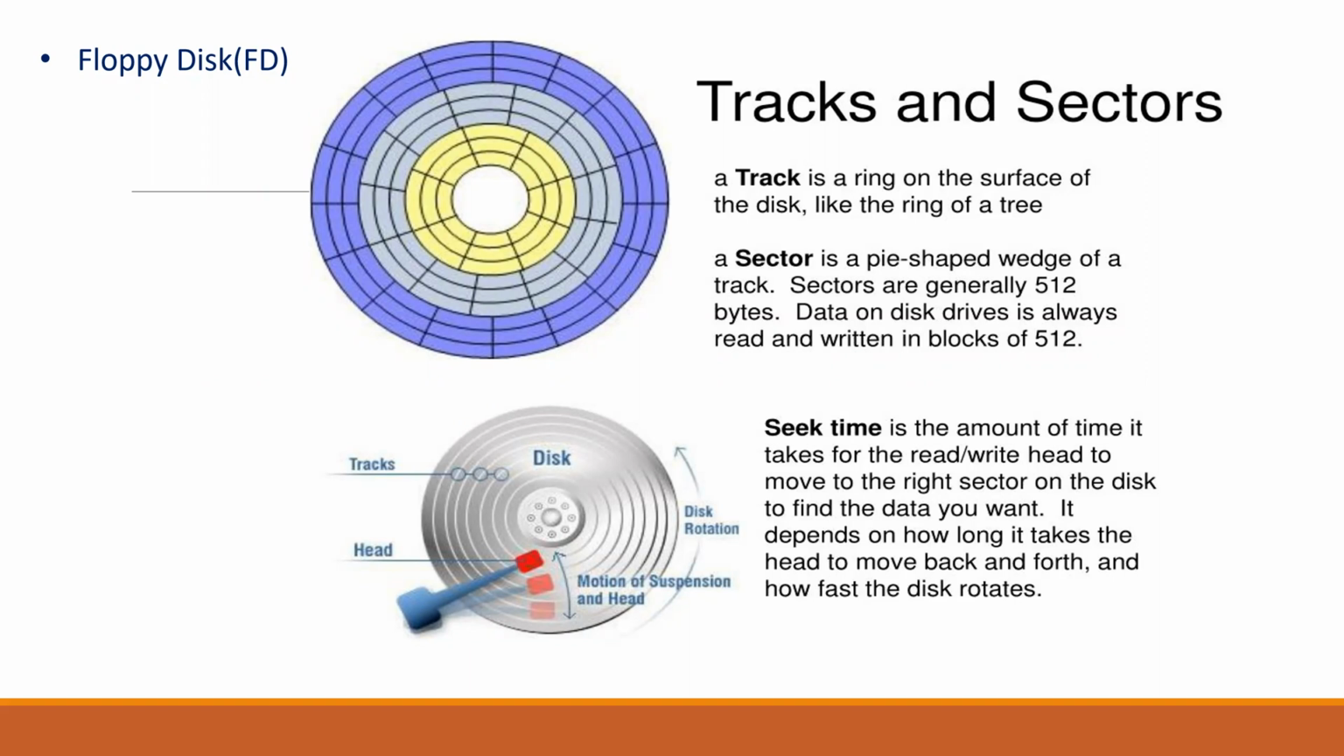Okay, so each memory is stored in the form of tracks and sectors. These circular rings are known as tracks, and the pie-shaped wedge of a track is nothing but your sector. One thing we must remember, that every data is stored in the form of tracks and sectors. It depends upon the disk, how many tracks and how many sectors are available. Depending upon that, we can calculate the size of that disk.